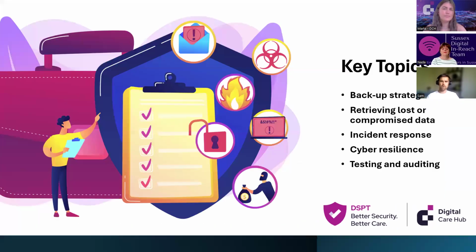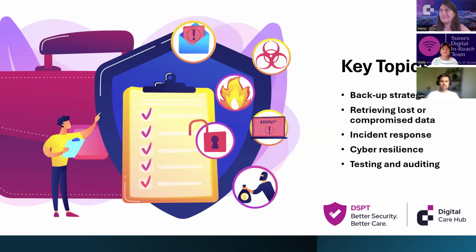Some key topics that we will be highlighting as we go throughout will be backup strategies, what that means, why it's so important, and how to test those. We'll be looking at how to retrieve lost and compromised data should that happen. And again, there are a whole number of different ways in which we can lose our data, in which it can go missing, in which we can have cyber attacks, and we need to know what to do in that situation. We need to know how to get our data back, and as I say, continue as normal. We'll put that all into that business continuity plan.